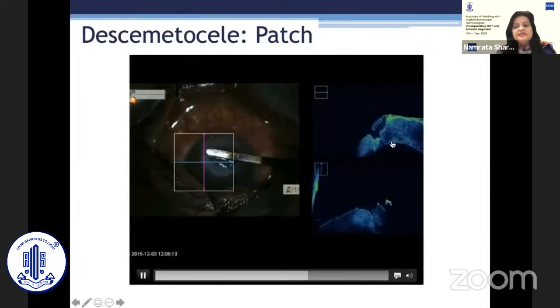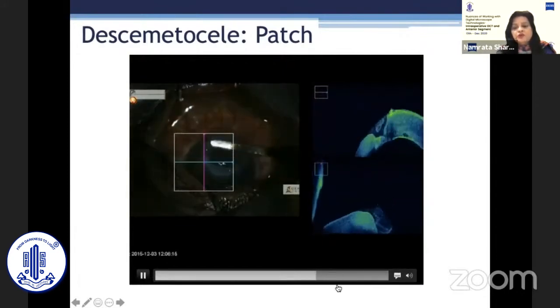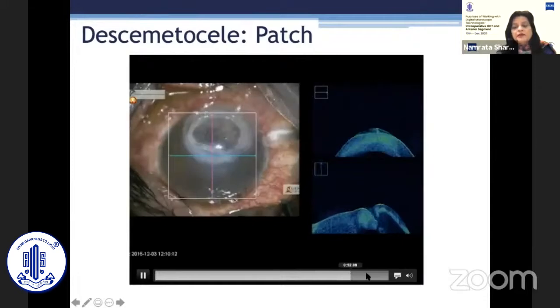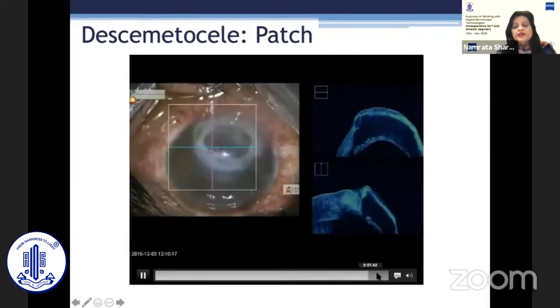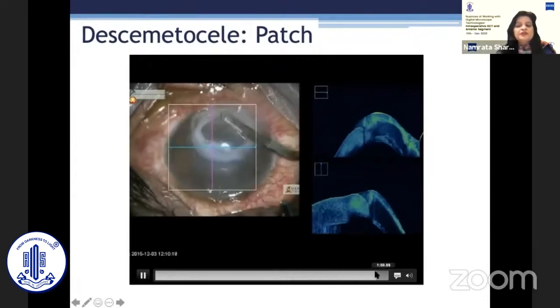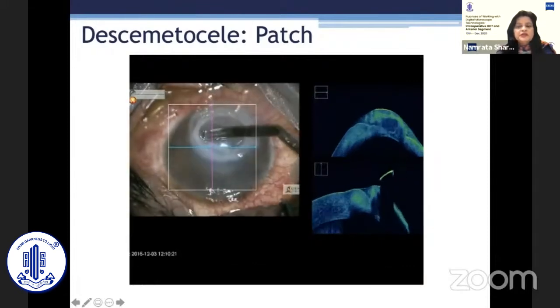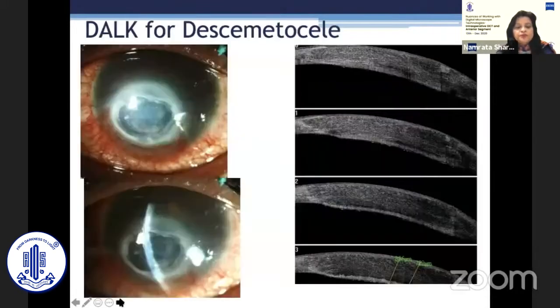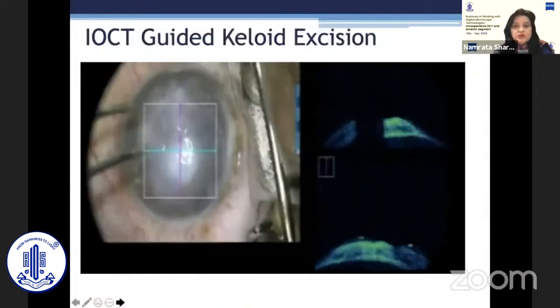Now you can just titrate. Here there is a gap present, so you'll have to push it a little more to get that perfect apposition, and when you keep pushing it with the glue, you do get a perfect apposition, which you can see on the intraop OCT microscope. So this is the post-op picture, and this patient is awaiting a penetrating keratoplasty, but it helped us to save the eye at that point in time when the patient was having descemetocele.